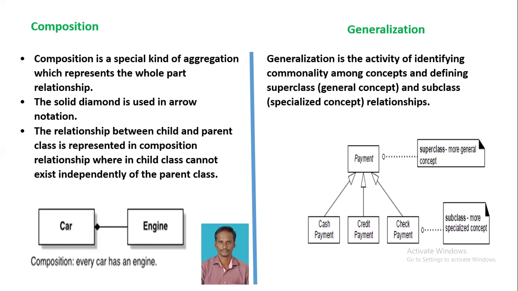And the next one is generalization. Generalization is the activity of identifying commonality among concepts and defining a superclass. It means general concepts and subclass relationship. For example, if we have payment as a superclass, we have subclasses, since payment can be done through cash, through credit, through check, and so on. So in this scenario, payment is the superclass. It has more general concepts only. And we can have subclasses called cash payment, credit payment, and check payment. So this is called generalization.